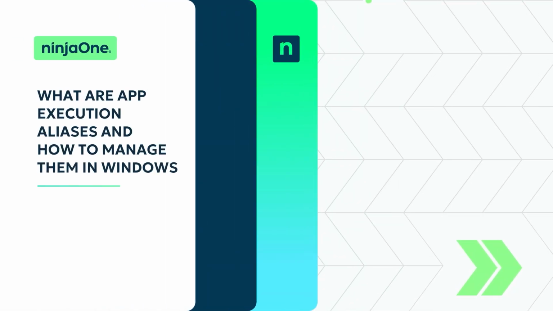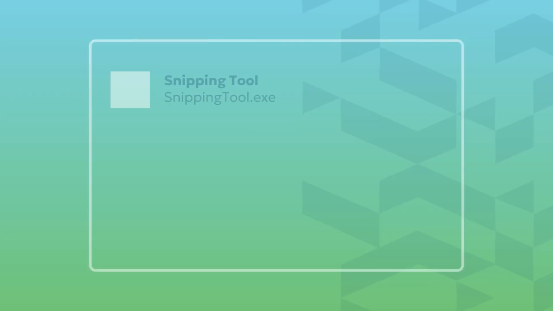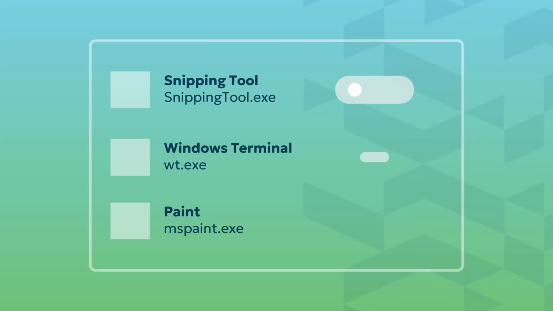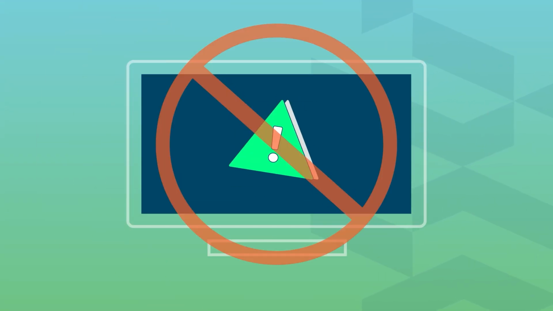What are app execution aliases and how to manage them in Windows? App execution aliases sound technical, but they're just a way to quickly launch Microsoft Store apps without typing their full path. Let's walk through how to manage them in Windows 10 and 11 and avoid conflicts that can break your workflow.